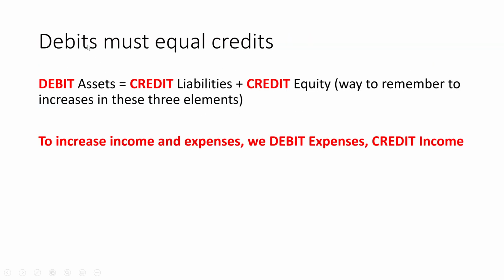So to summarize, debits must always equal the credits in a transaction. This is how I remember which way to do it. So debit assets is equal to credit liabilities plus credit equity. The balances have to balance. And to increase income, we credit income. To increase expenses, we debit expenses.